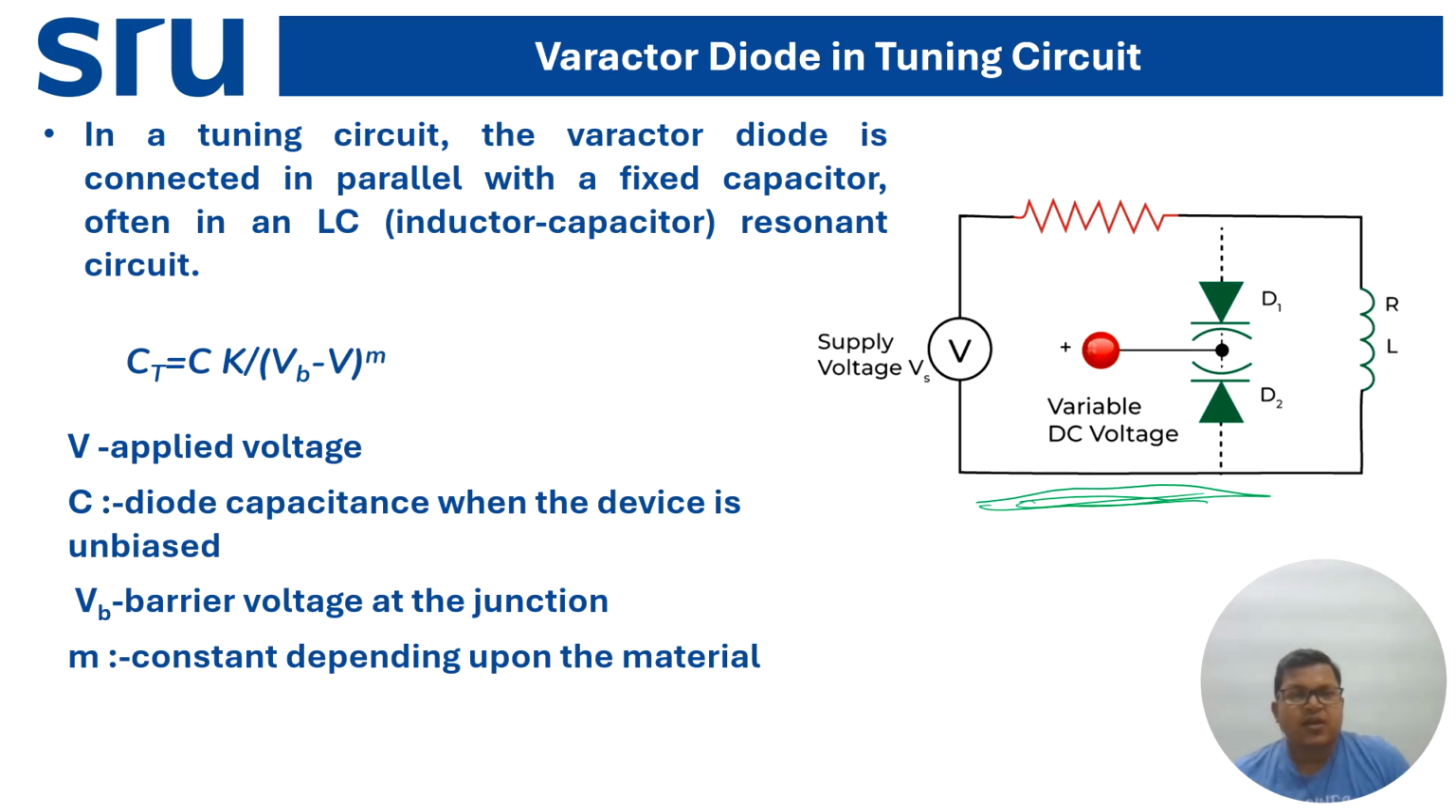Often in an LC, inductor capacitor, resonant circuit, right? So let's try to understand the circuit configuration. Here one resistance is connected, here a diode, and here a diode. And it is mentioned that the Varactor diode is connected in parallel with a fixed capacitor, right? And in this symbol both are shown as a capacitor.